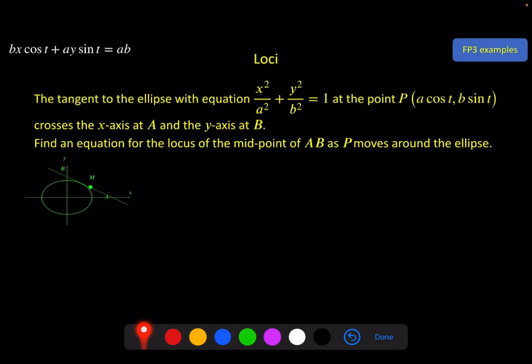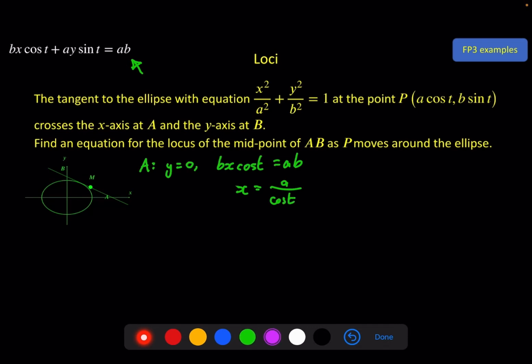What do we know? I've already got the tangent to the ellipse, so I know the equation of this line using the methods in the first video. We can also find the coordinates of A and B. We know the coordinates of A happen when y is equal to 0. And if I put that into this equation up here, we get b x cosine t is equal to ab, so x is equal to a over cosine of t.